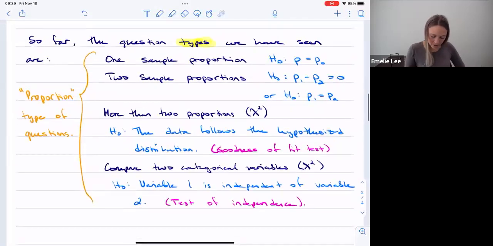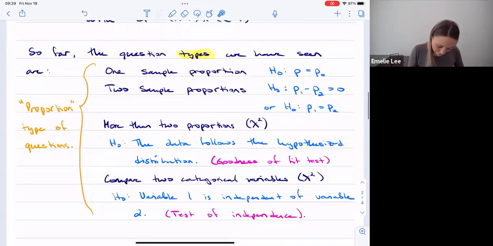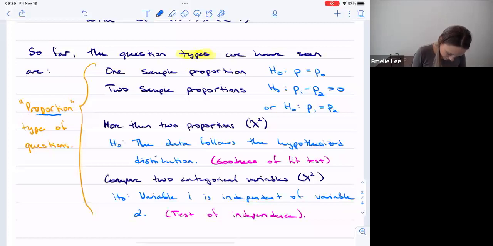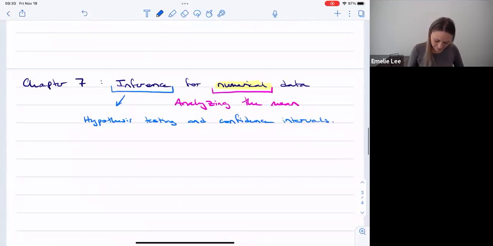And remember, proportions have to do with categorical data, right? So now we're moving into numerical data. Maybe I'll highlight that here. Categorical data. Okay. So we've done categorical data, and it'll come up, but those are the main tests that we do for categorical data. And now we're going to focus on numerical data.